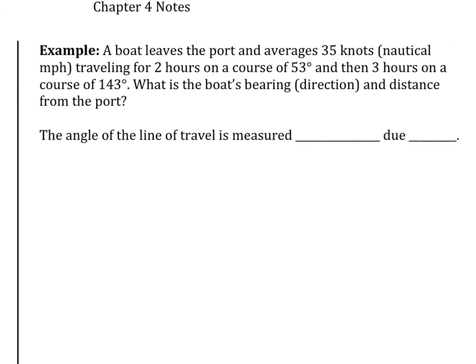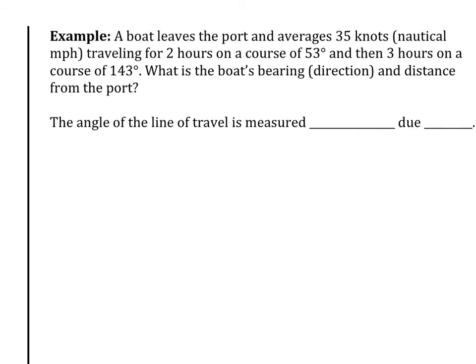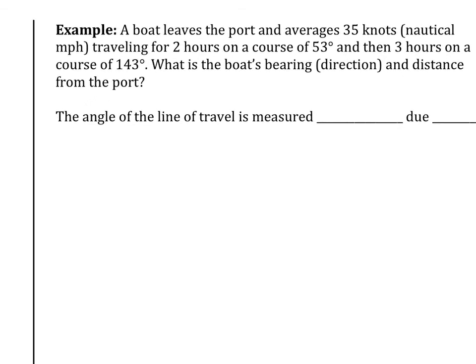Okay, so this question says, a boat leaves the port and averages 35 knots, that is nautical miles per hour, traveling for 2 hours on a course of 53 degrees, and then 3 hours on a course of 143 degrees. What is the boat's bearing, which means direction, and distance from the port? All right, that's a lot of information and very confusing.